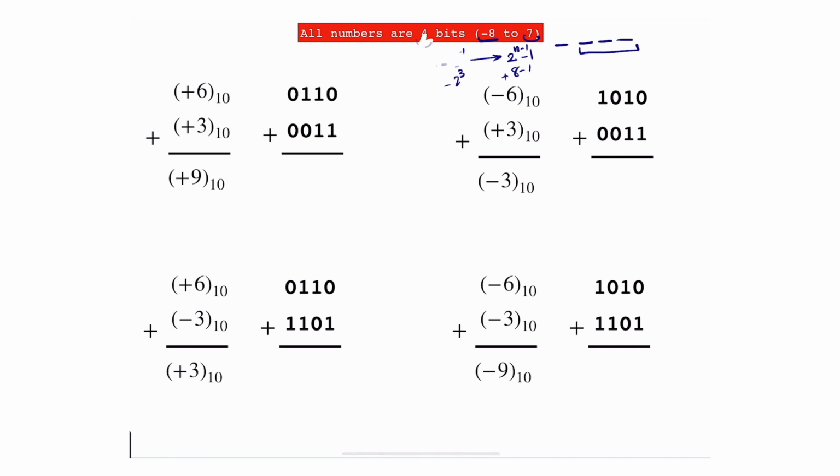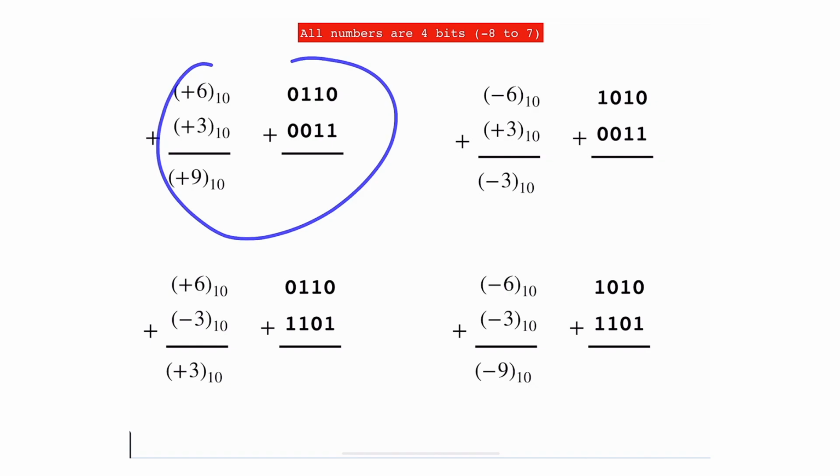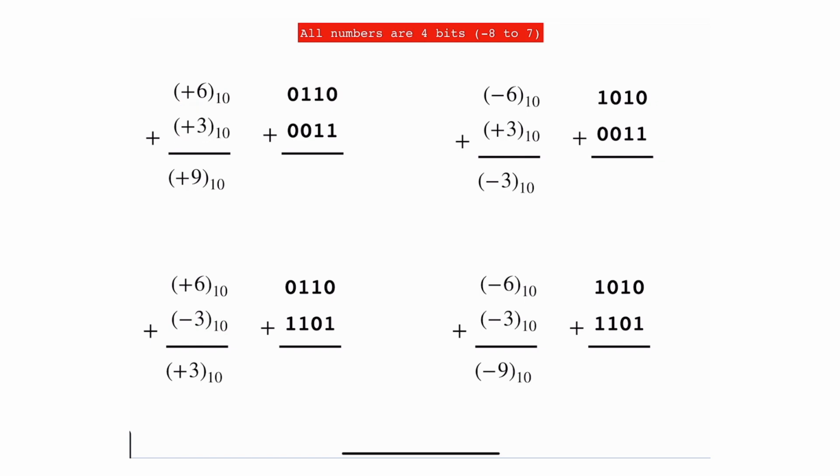So now we know that the results, if I'm using 4 bits, should fit in the range between -8 and 7. If I get anything outside that range, I'll get an error. So let's get started. I'm going to start with this one. What I have is a couple of positive numbers, +6 and +3. If I add them, I should get +9. So let's see what happens in binary.